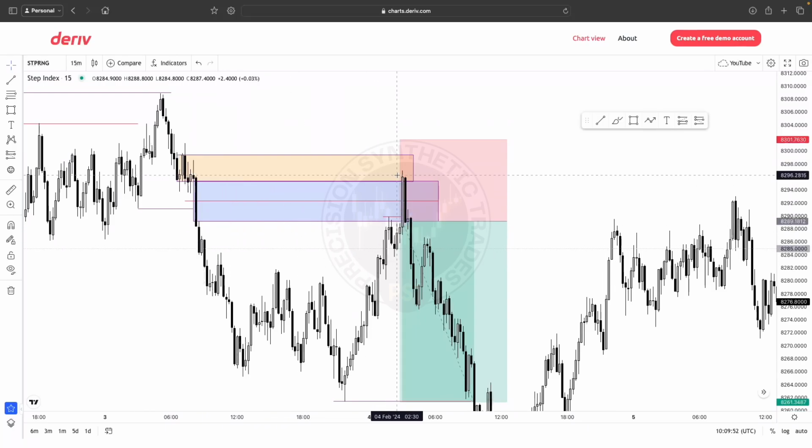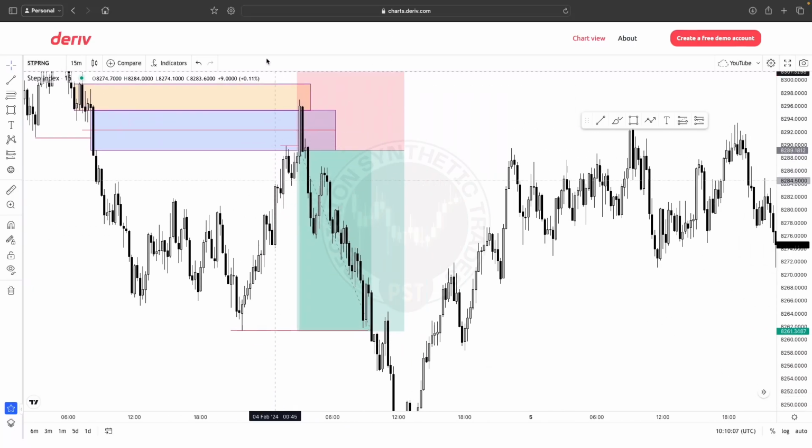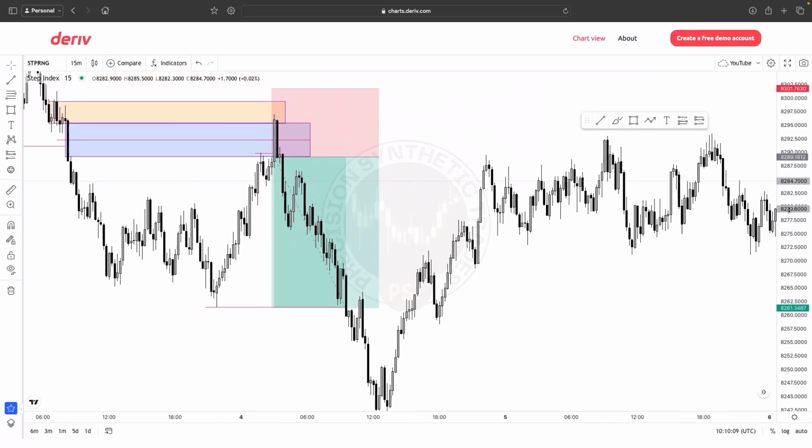You wait for price to get there. Then there are three rules. Liquidity needs to be taken. You need to have a market structure shift, and then you wait for that impulse move, and then you enter from a fair value gap or the order block. This works on all the pairs, like I said.